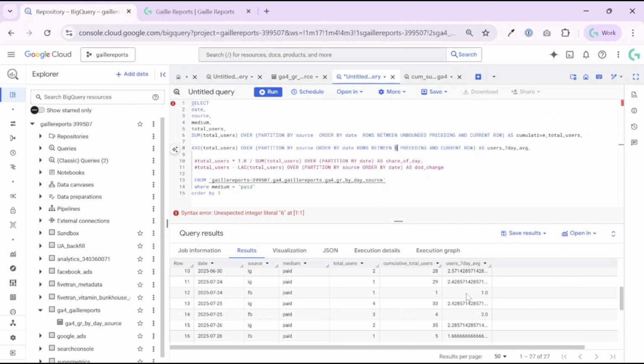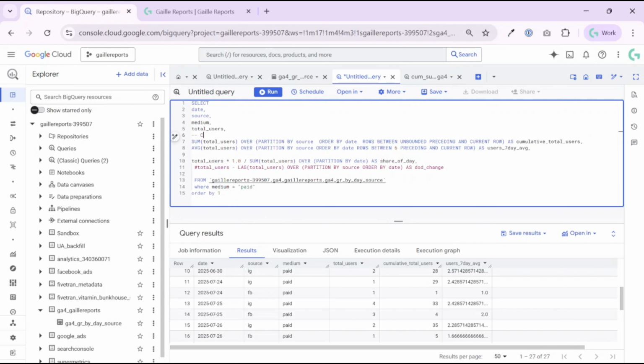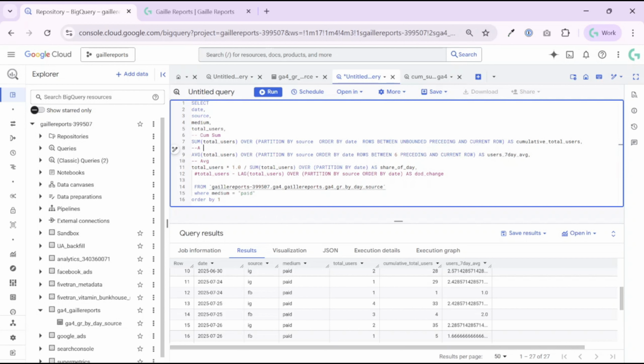This is fun. If you have a lot of repeat purchasers, or you do something like food delivery, it would be super useful for you. And for sessions and users as well, it's interesting data. So for the next column, let's label them. This is the cumulative sum. This is the average over the last 7 days. And this is the share of the day per source.